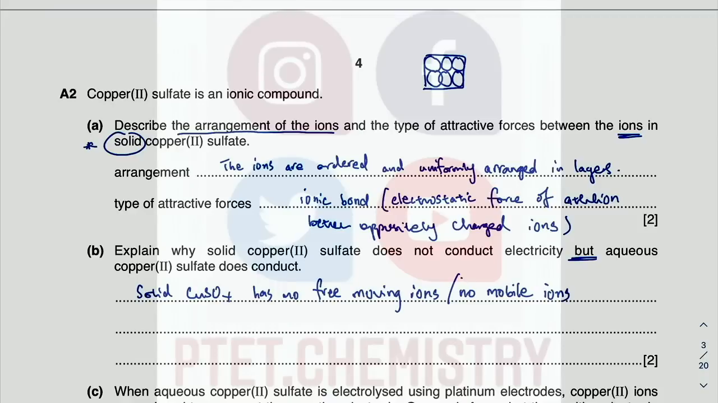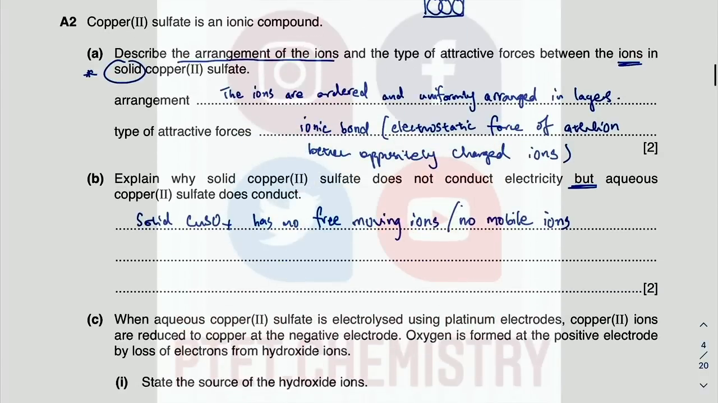I don't talk about electrons because when you have ions, the electrons get transferred from the anion to the cation. So you don't really have electrons floating around. You're not talking about metals, okay? So no free moving ions, no mobile ions to conduct electricity. That's why it doesn't conduct.